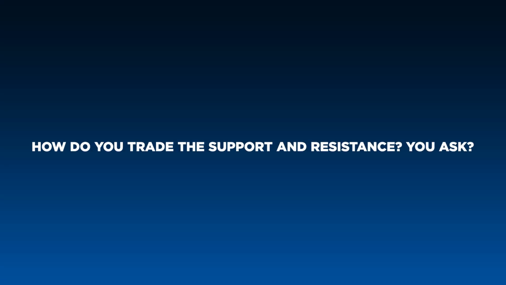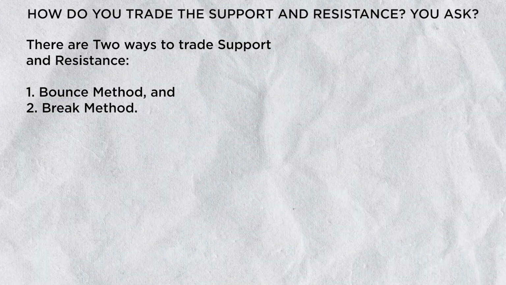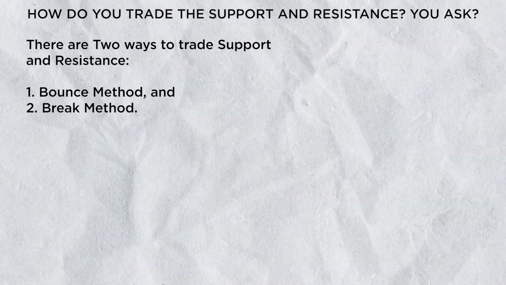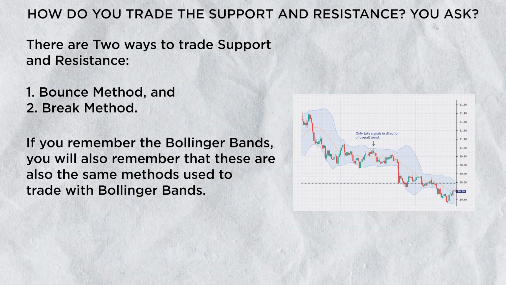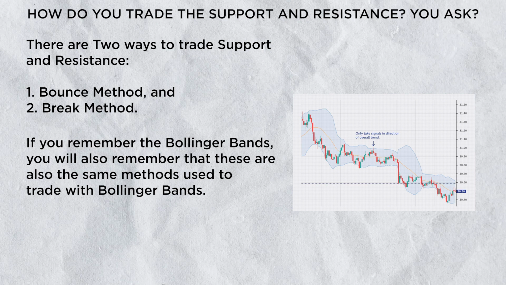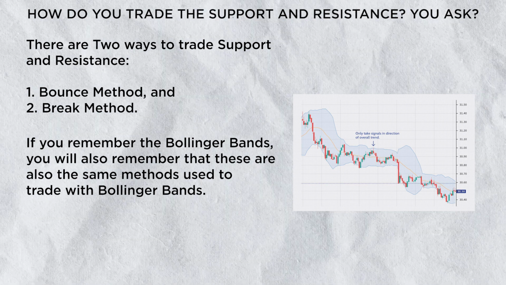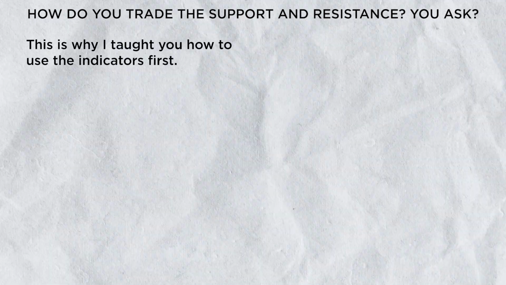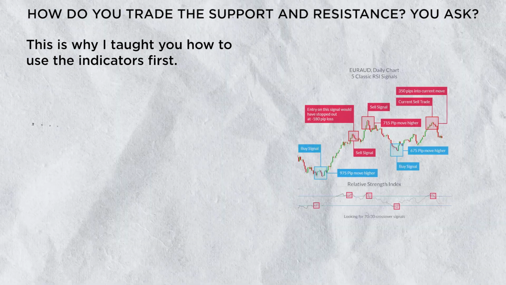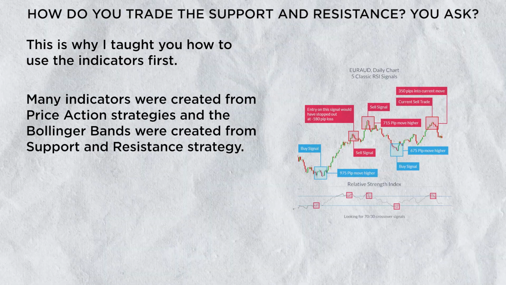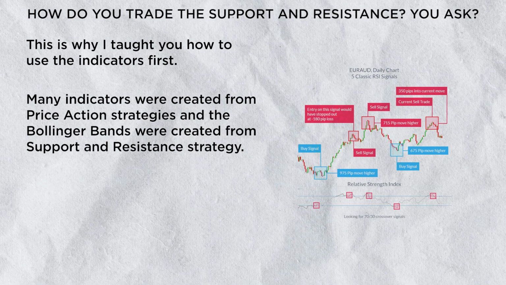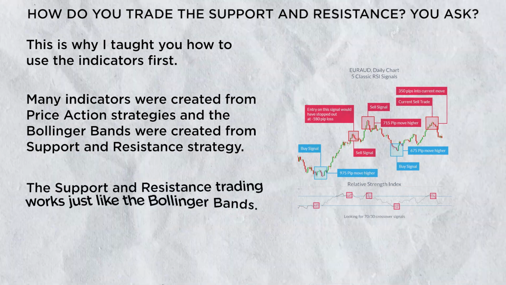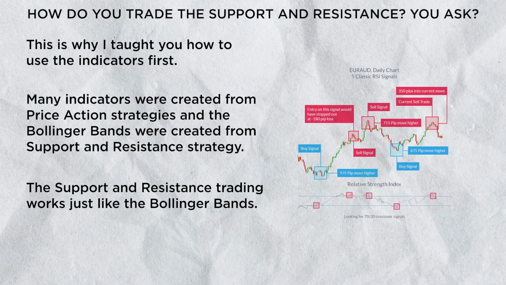How do you trade the support and resistance, you ask? There are two ways to trade support and resistance: 1, bounce method, and 2, break method. If you remember the Bollinger Bands, you will also remember that these are the same methods used to trade with Bollinger Bands. This is why I taught you how to use the indicators first. Many indicators were created from price action strategies, and the Bollinger Bands were created from support and resistance strategy. The support and resistance trading works just like the Bollinger Bands.